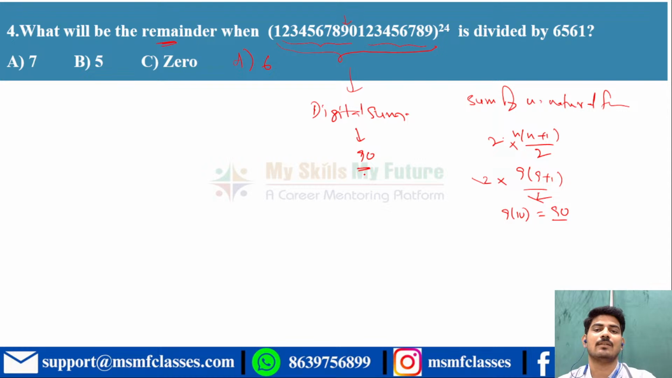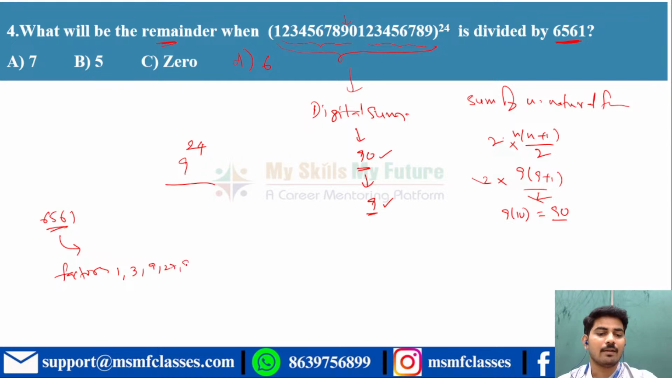In the digital sum, if we get a 2 digit number, we make it a single digit. So the digital sum of all this value will be 9 only. So I'll take this whole number as 9 power 24 divided by this number, 6561. For 6561, I need to find the factors. The factors are 1, 3, 9, 27, 81, 243, 729, 2187, and 6561. These are all the factors of this given number.